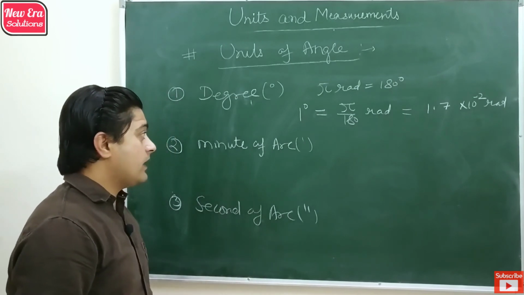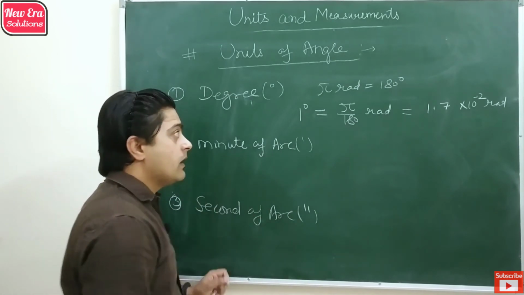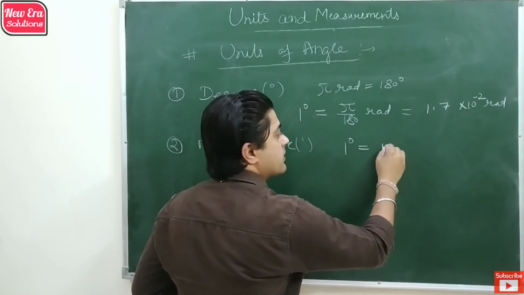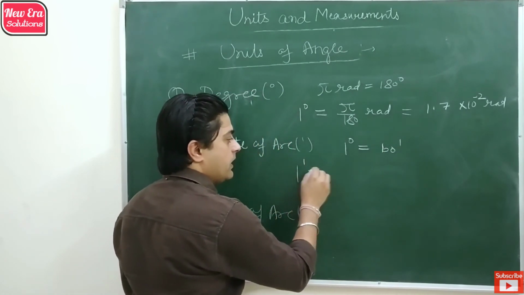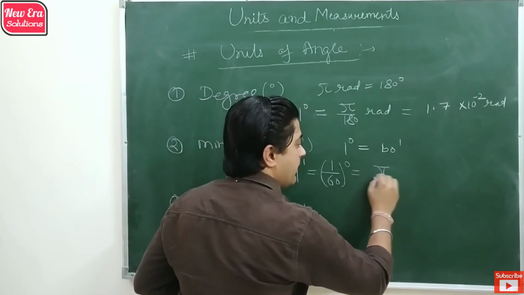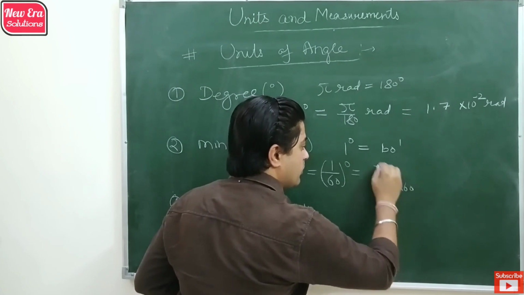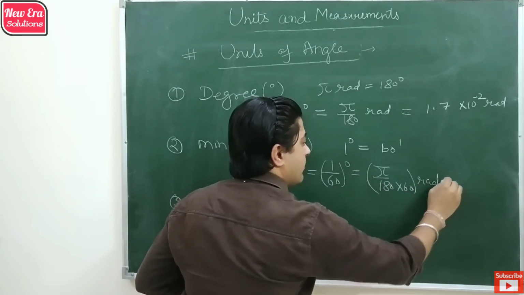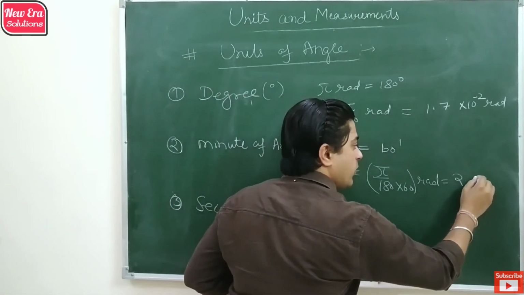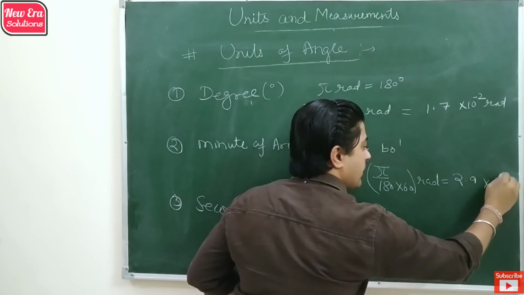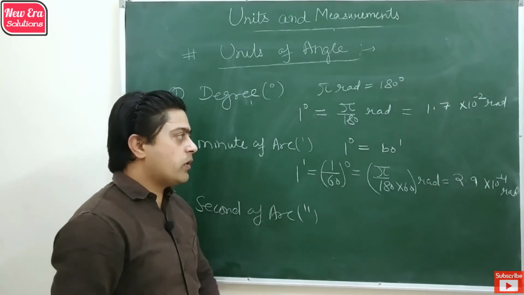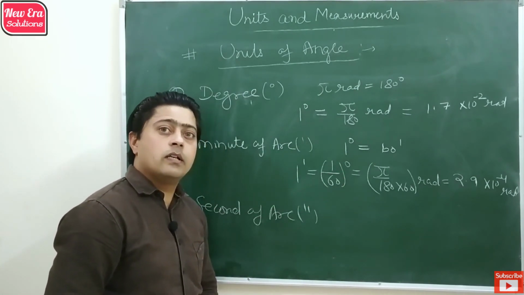Then the second unit is minute of arc, and we have the relation 1 degree is equal to 60 minutes, and 1 minute is equal to 1 by 60 degree, or pi by 180 into 60 radian. By putting the value of pi, that is 3.14, we obtain 2.9 into 10 raised to power minus 4 radian. So 1 minute of arc is equal to 2.9 into 10 raised to power minus 4 radian.